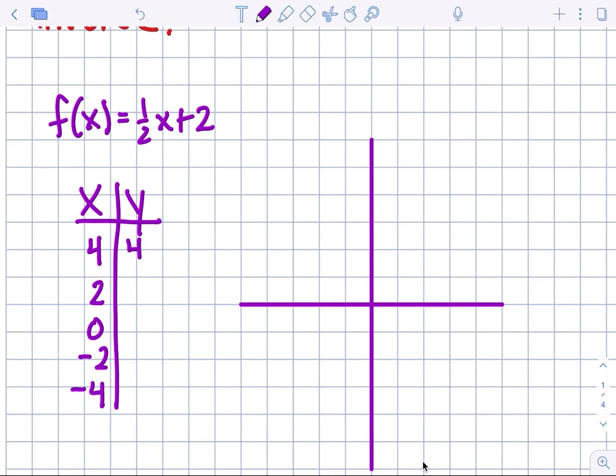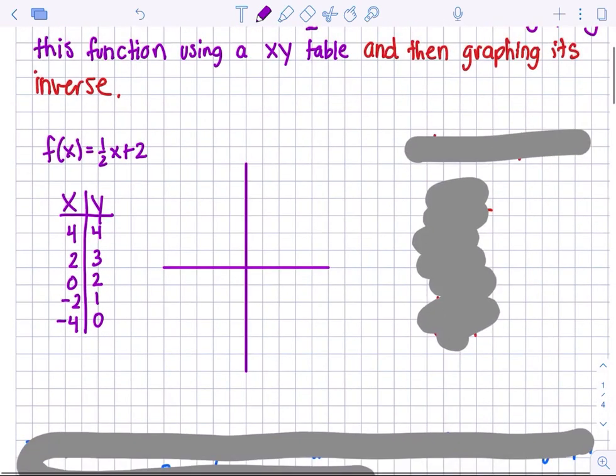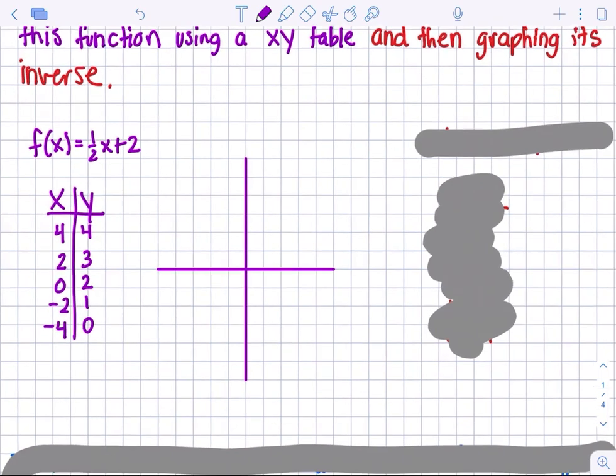If you plug in 2 into the equation, it's going to be 2 times 1/2, which is 1, 1 plus 2, 3. If you plug in 0, that's just going to be 2. If you plug in -2, it's going to be -2 times 1/2, which is -1, -1 plus 2, 1. And if you plug in -4, it's going to give you -2, so -2 plus 2 is 0. So that is our points, and now let's plot those.